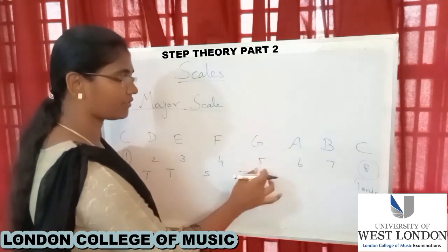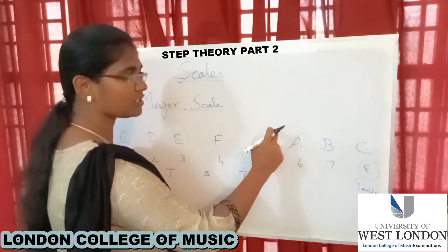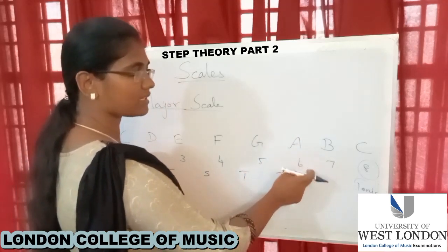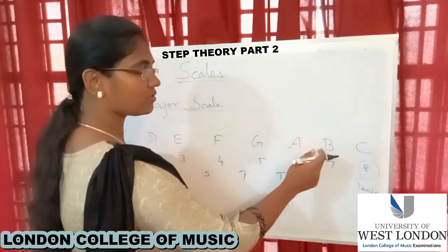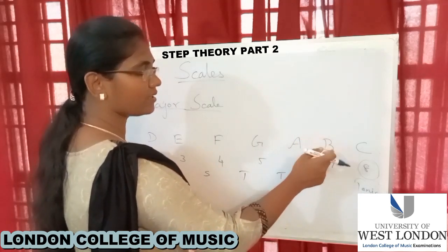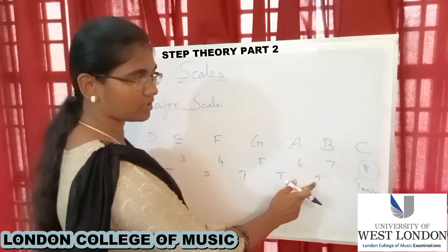Come to the fifth and sixth note, G and A. Here also G sharp will be there. So these two notes are in tone gap. Come to the sixth and seventh note. These two notes are in tone gap because A and B, in between them A sharp will be there.